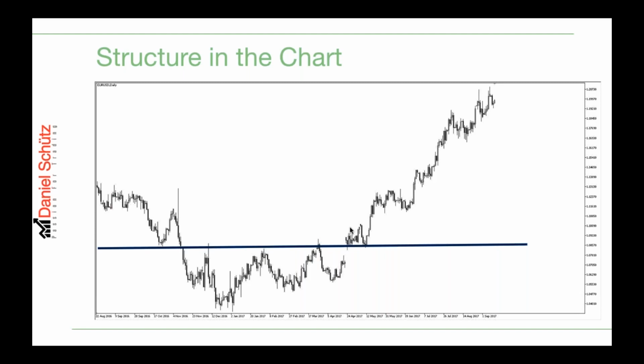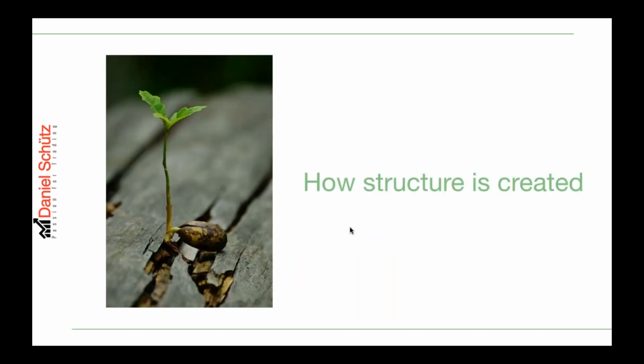So this is what I call a structure level in the market. And what is the structure that is behind those structure levels, or how is structure created? That could be trend lines in the form of a diagonal line, or it could be former highs and former lows as a horizontal line. So always look left in a chart, what was happening there.